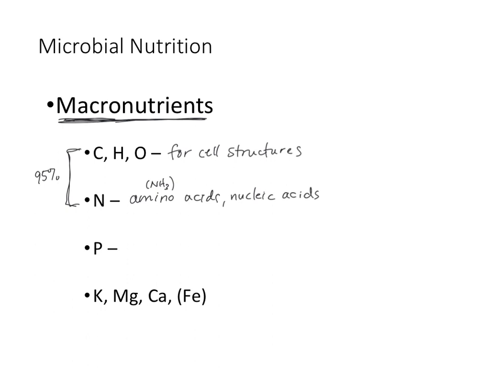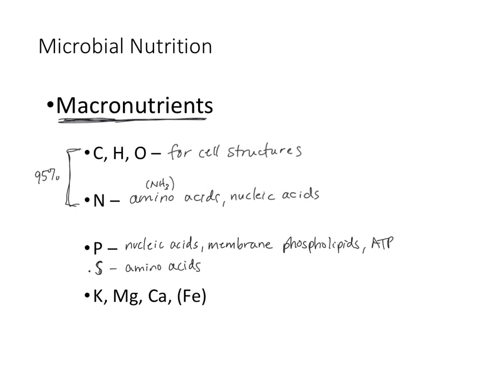So let's see, what else does a cell need in large amounts? Phosphate. Again, find lots of phosphate in nucleic acids. Of course, membrane phospholipids. And of course, ATP, adenosine triphosphate, so lots of phosphate. We could probably add sulfur in here as well. Some amino acids have sulfur in them. Not sure why I left that one out originally.